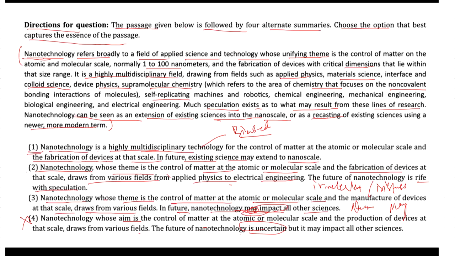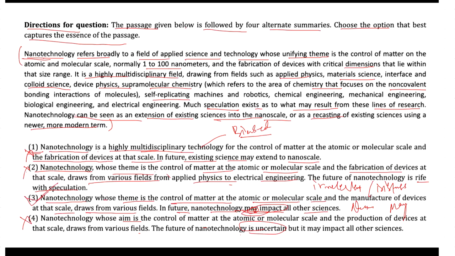So, if you talk about options one and two, they indicate that existing science possibly extends to the nanoscale, which is biased. The second one is nothing but rife with speculation, which is completely irrelevant, and option four indicates uncertainty. Therefore, options one, two and four are eliminated. Option three would be the best answer to this question, right?